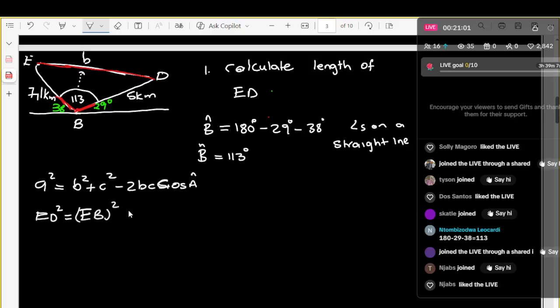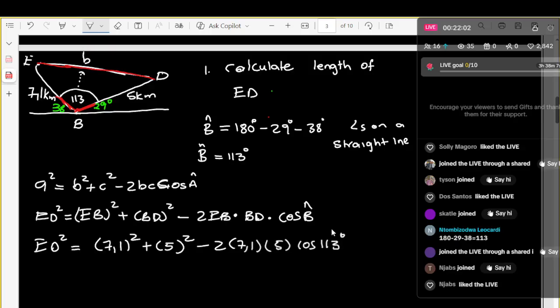Everything here is going to be easy when we have it like this. We can say that ED squared is equal to EB, which is given as 7.1, and this should be squared. We add BD. What is BD? 5. So 5 squared, minus 2 times EB as 7.1, multiplied by 5, the cos of that angle B, which was 113 degrees.